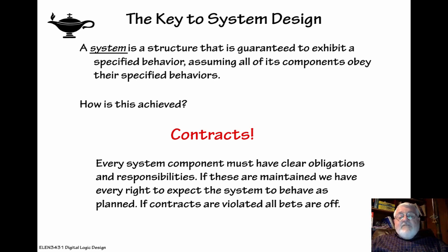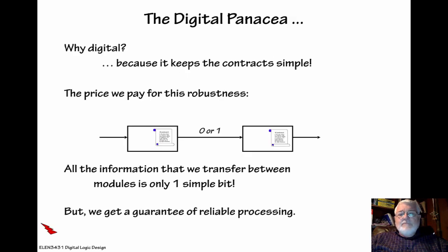Anyway, so every system component must have clear obligations and responsibilities. If these are maintained, we have every right to expect the system to behave as planned. If contracts are violated, all bets are off. So we're going to hold the system to a contract, and we're going to expect the system not to violate the contract, and if it doesn't, then it's going to perform correctly, and we're going to be happy. If it violates the contract, then it's not going to work right.